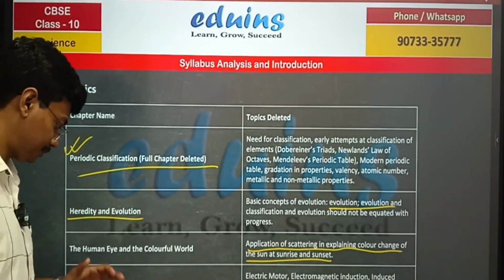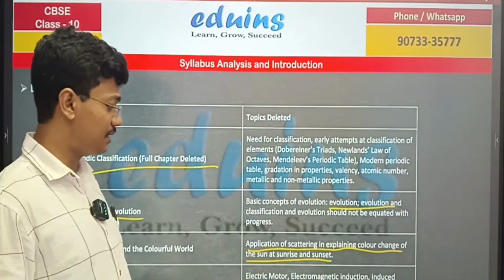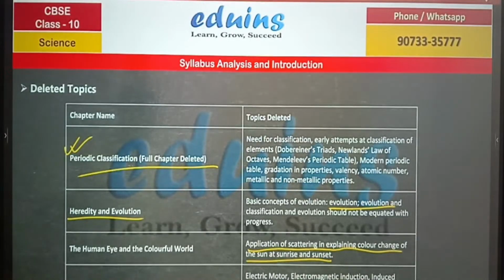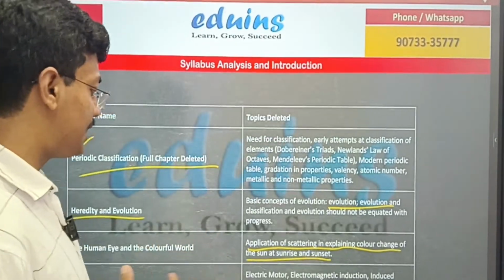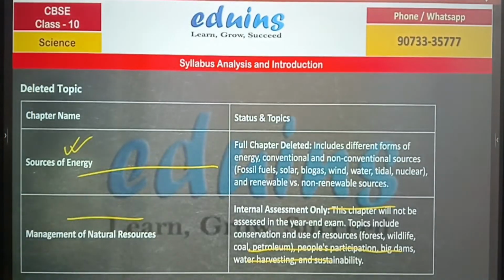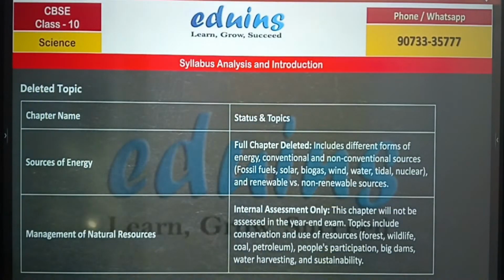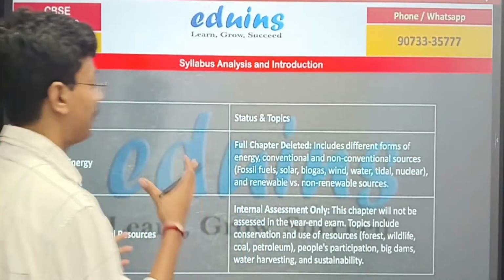Next, the magnetic effect of current, which is included in unit 4. Here these parts are deleted: electric motor, electromagnetic induction, induced potential difference, induced current, Fleming's right hand rule and electric generator. These parts are deleted. Next part, the sources of energy.